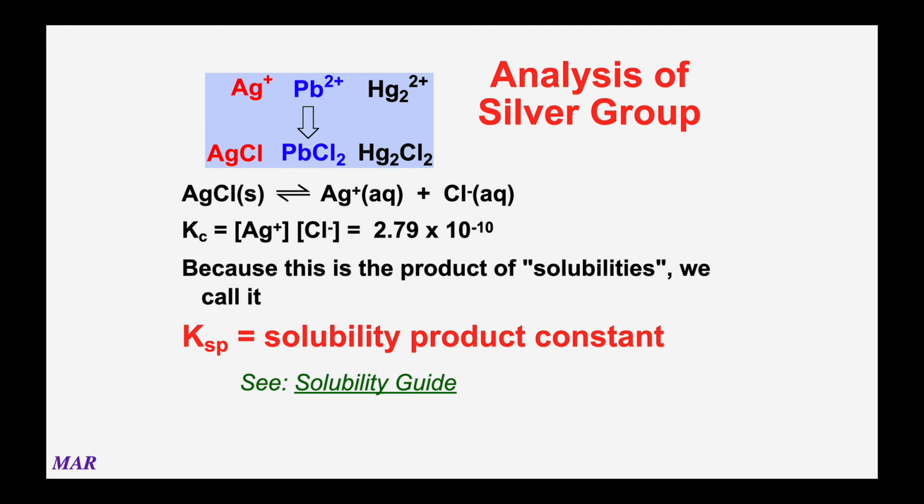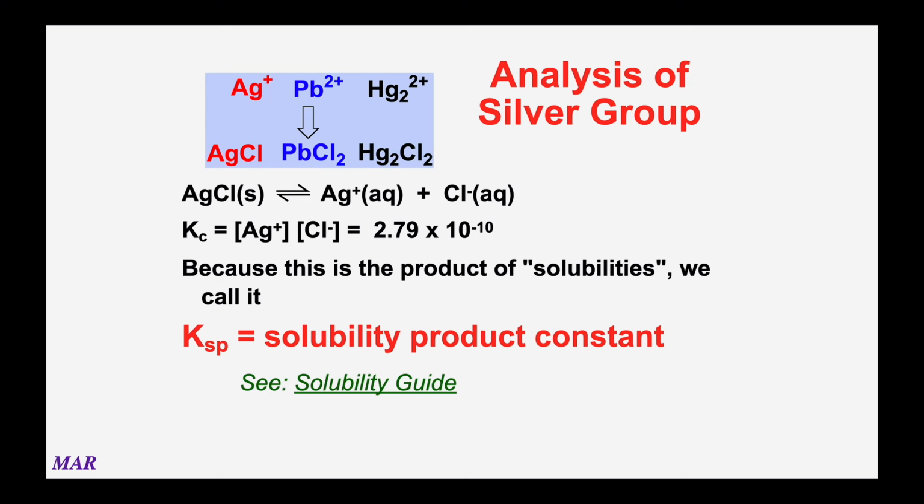Anyway, Ksp is another kind of equilibrium constant. And Ksp is used for figuring out when solids form and when solids don't form. Ksps are just as handy, arguably, as Kas, Kbs, and all these other kinds of things we've seen so far.